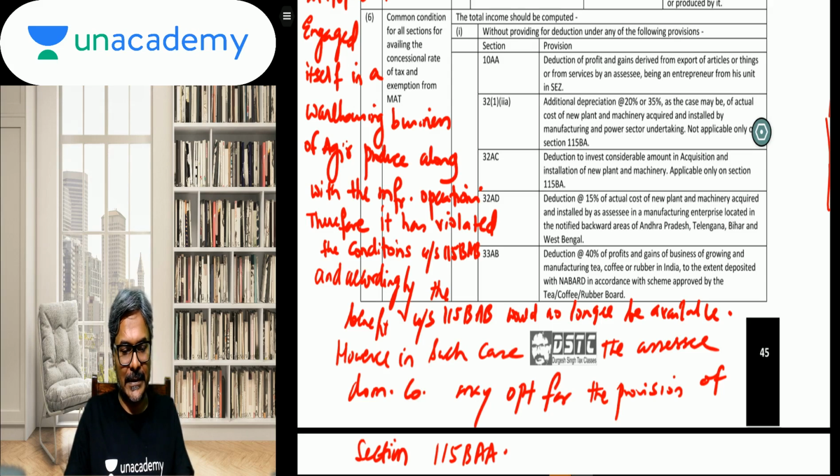And the answer is yes. So when he withdraws the money and incurs the expenditure, he will be eligible to claim the deduction.